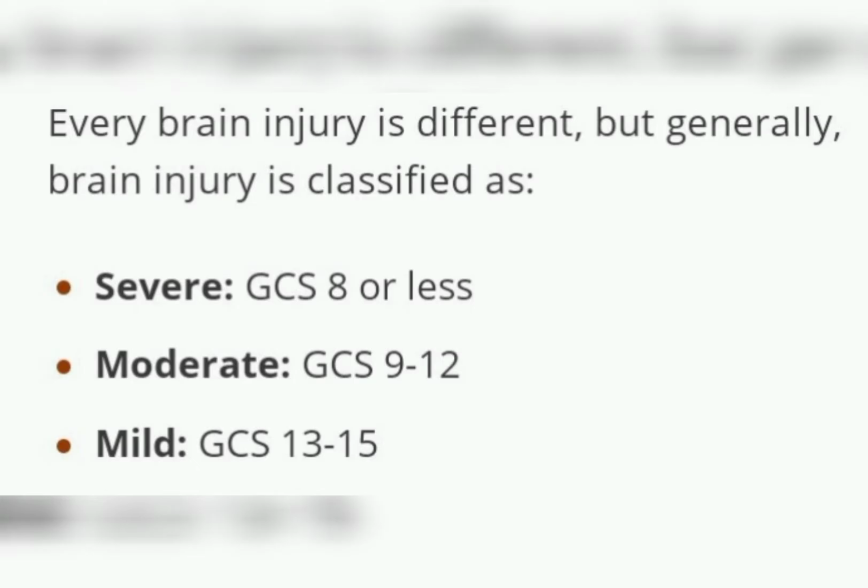In the GCS, every brain injury is different, but generally, brain injury is classified as severe, moderate, and mild. If it is severe, the GCS score will be 8 or less than 8. If it is moderate, the GCS score will be 9 to 12. If it is mild, the GCS score will be 13 to 15. And this is the scale that will be used to measure the GCS.